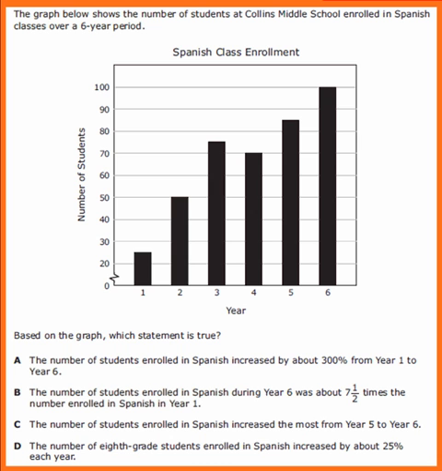B, the number of students enrolled in Spanish during year 6 was about 7.5 times the number enrolled in Spanish in year 1. C, the number of students enrolled in Spanish increased the most from year 5 to year 6. D, the number of 8th grade students enrolled in Spanish increased by about 25% each year.